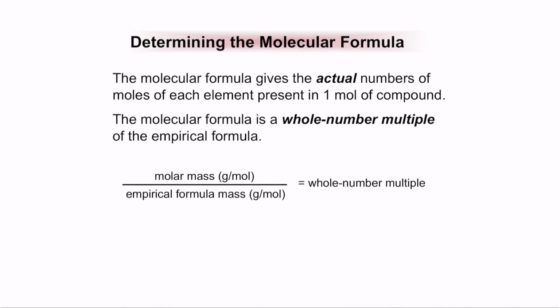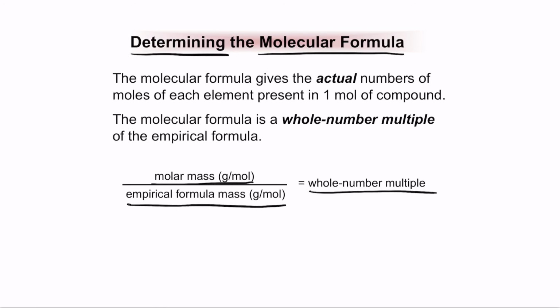Next let's try to find the molecular formula. What we did now is find the empirical formula. So how do you find the molecular formula? Just divide the molar mass of the given compound by the empirical formula mass, and you will get a whole number multiple. Multiply the whole number multiple to the empirical formula. That gives you the molecular formula. So the molecular formula is the whole number multiple of the empirical formula.